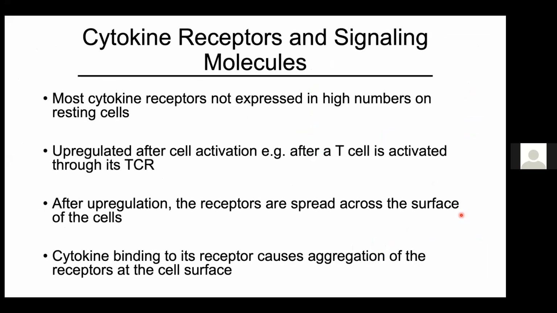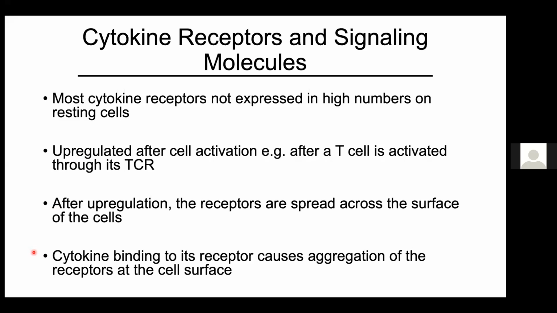And we said that once the cytokine binds to its cognate receptor, then it induces the signaling, intracellular signal transduction molecules. And remember, I mentioned that most of the cytokine receptors are not expressed in high numbers on resting cells, but once the cell is activated, not only do you get production of the cytokine, but you also get upregulation of the cytokine receptors. So you get more of the cytokine receptors being expressed.